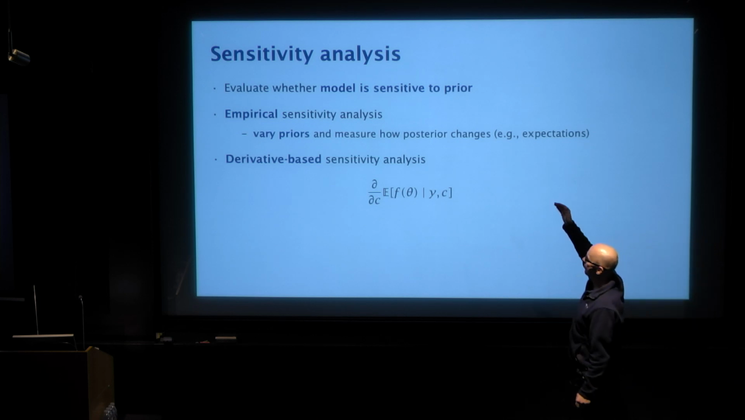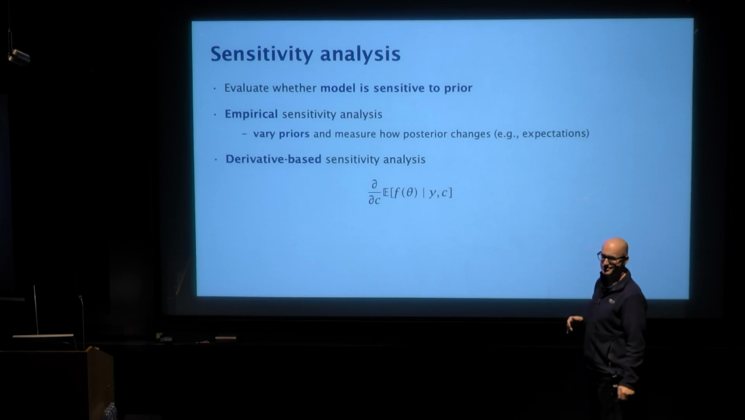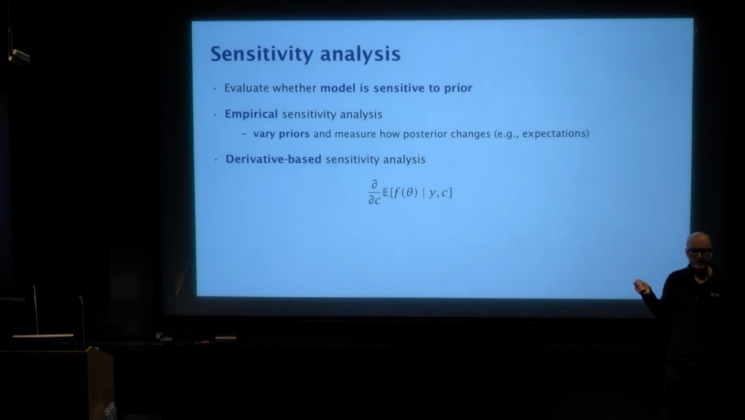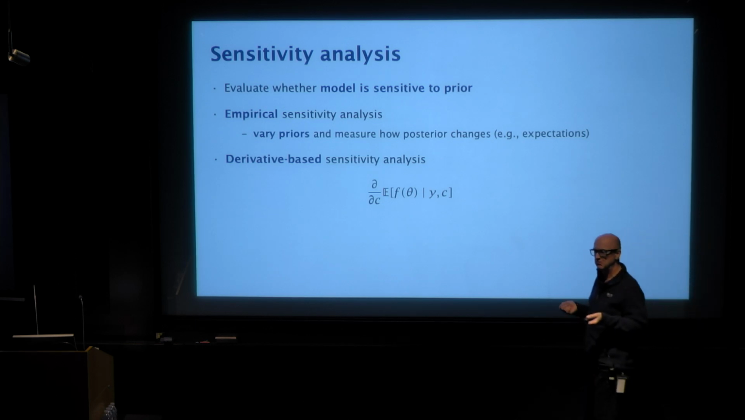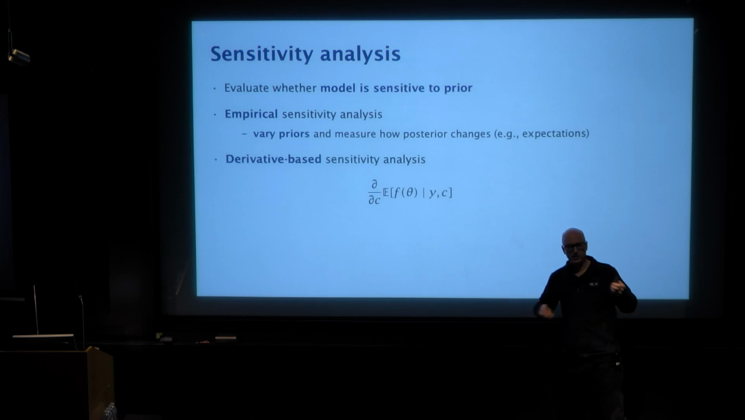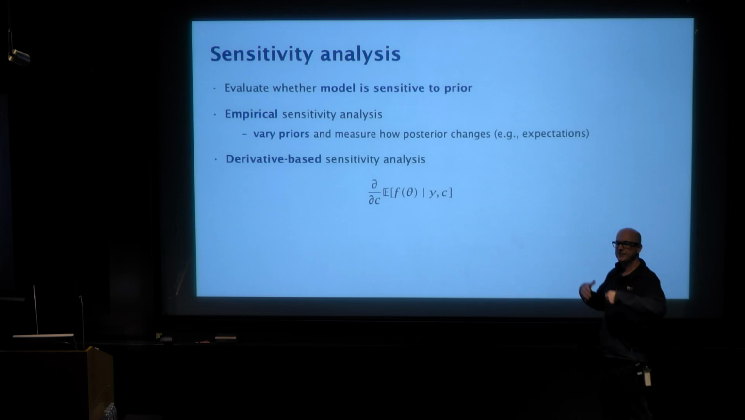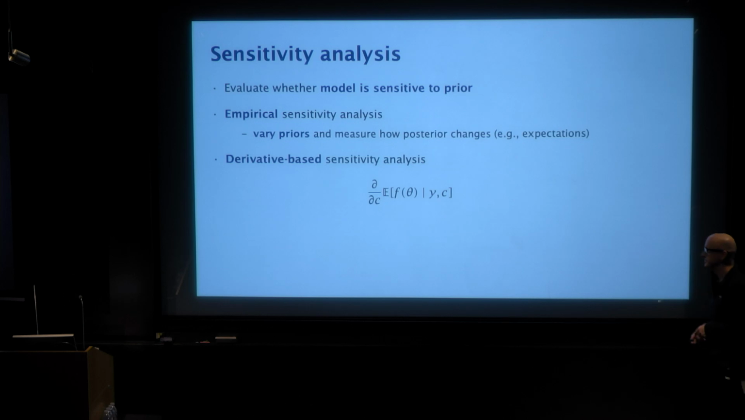But essentially, a simpler way to do that is to just do a discrete grid. Say, I chose a prior. Let's look at some priors that are very close to that prior and see if changing my prior to that changes my downstream inferences. Right?